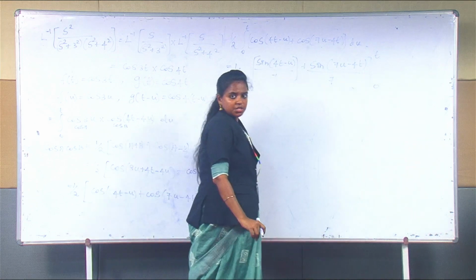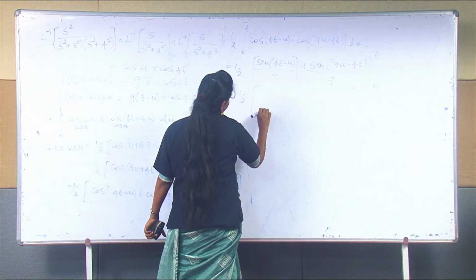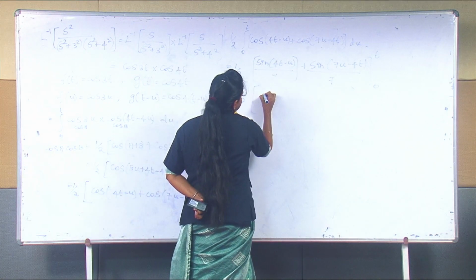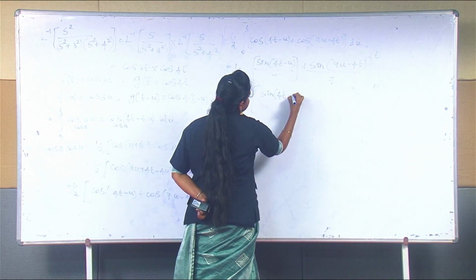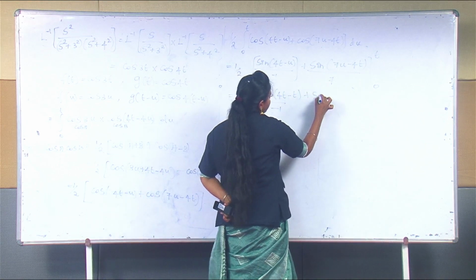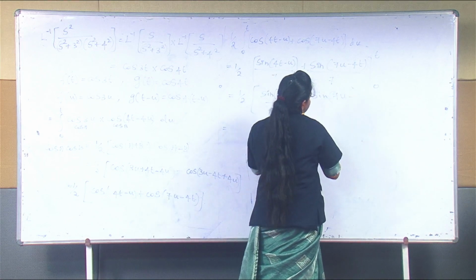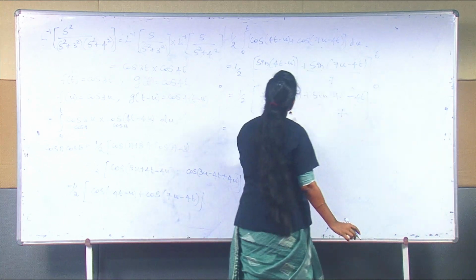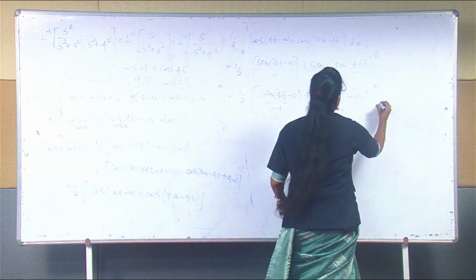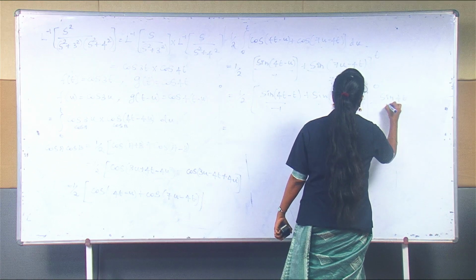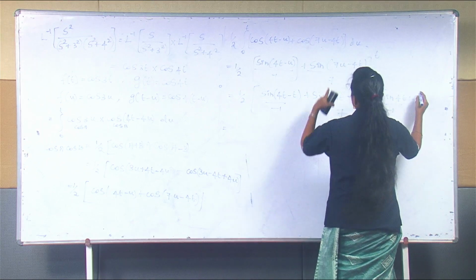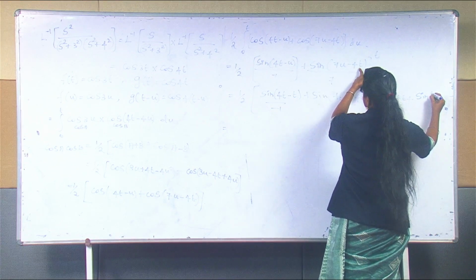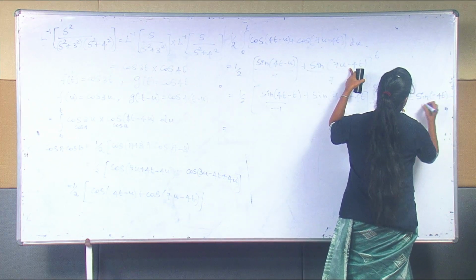Apply your limits, 0 to t. First you apply the upper limit: sine of (4t minus t) divided by minus 1, plus sine of (7t minus 4t) divided by 7, minus the lower limit. Here, substituting 0, we get sine of 4t divided by minus 1, plus sine of minus 4t divided by 7.